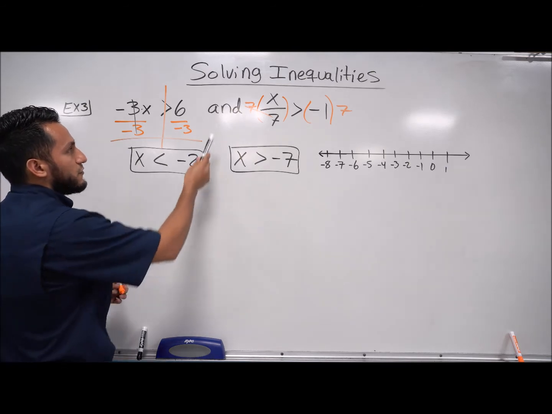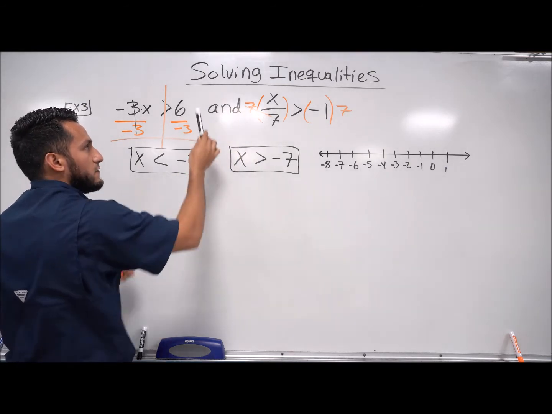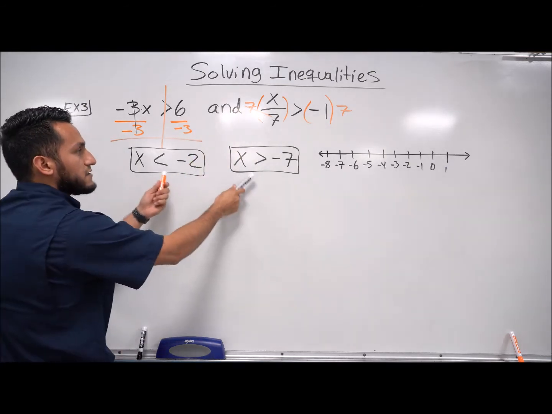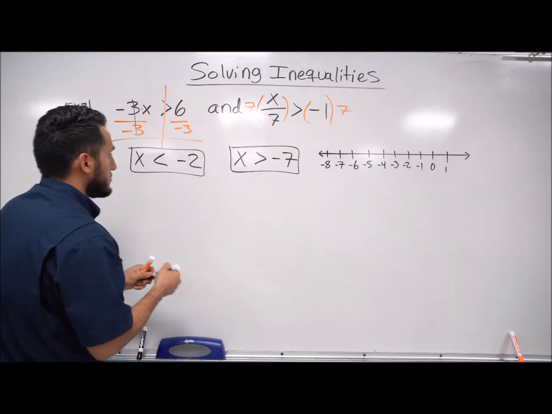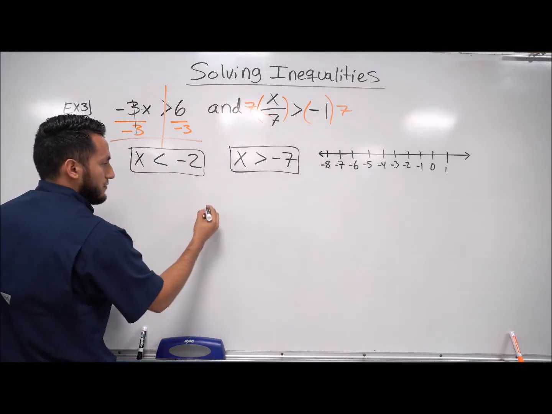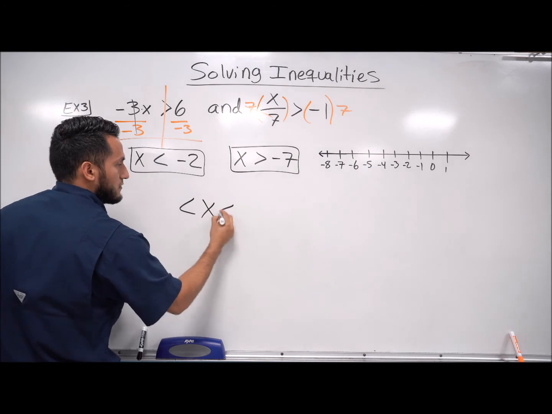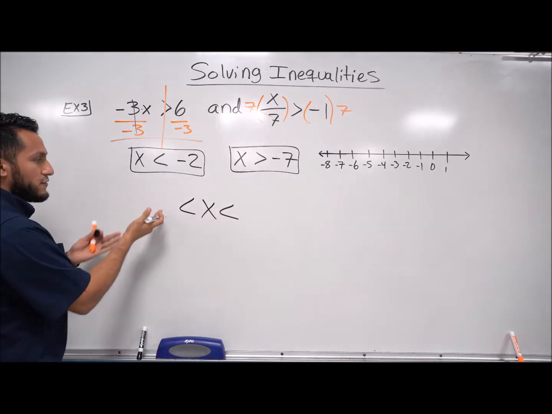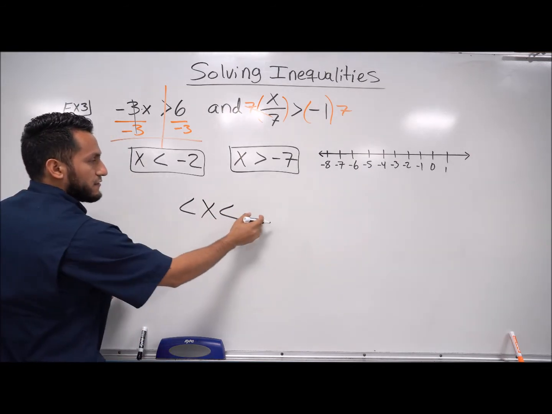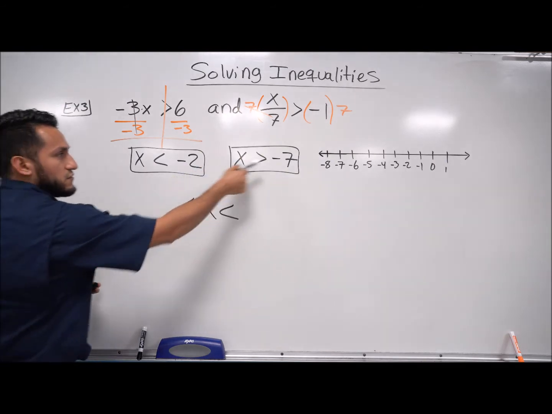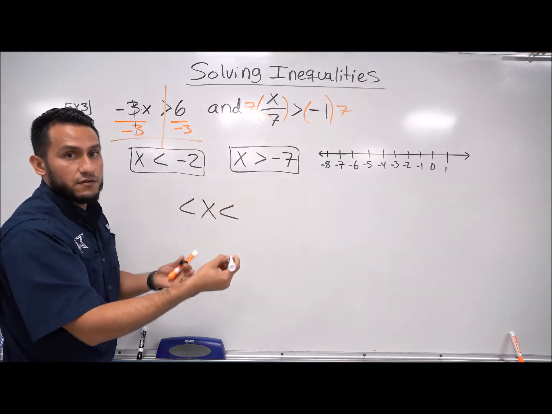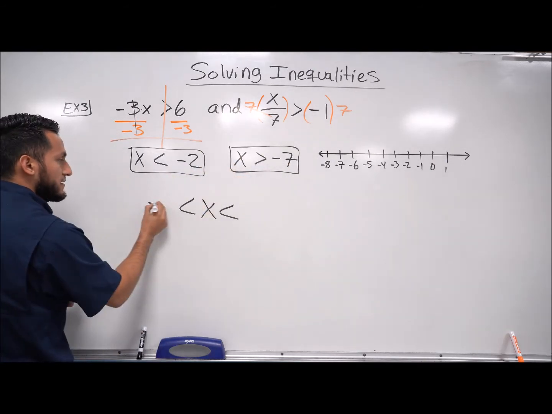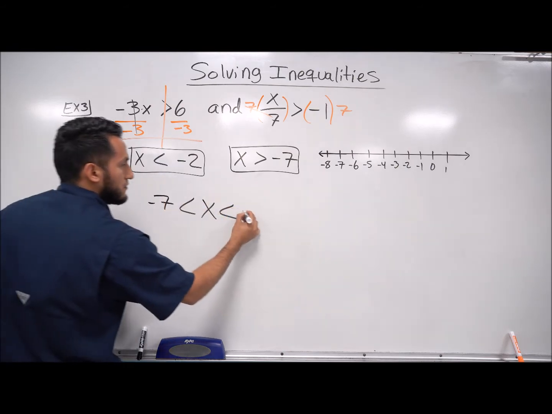Now, like I mentioned before, this is the word and. Okay, when it's and, you can combine these two answers and put them the same. So you can put the variable in between the two numbers. Okay, and of course, the smaller number goes on the left, the bigger number goes on the right. So between the two negative numbers, the bigger the number, the smaller the value. So that's going to be a negative 7, and then the 2 goes over here.